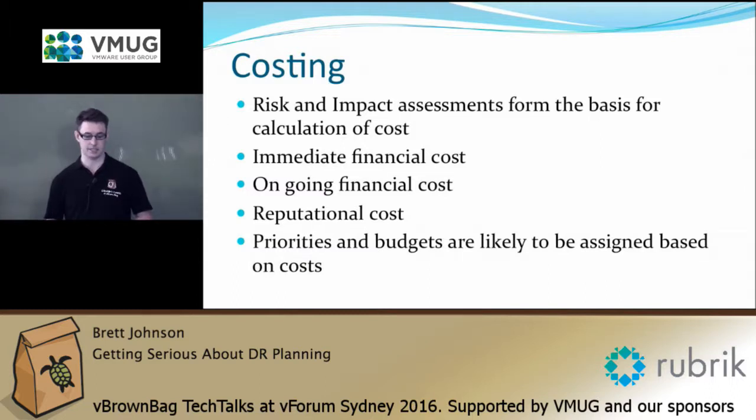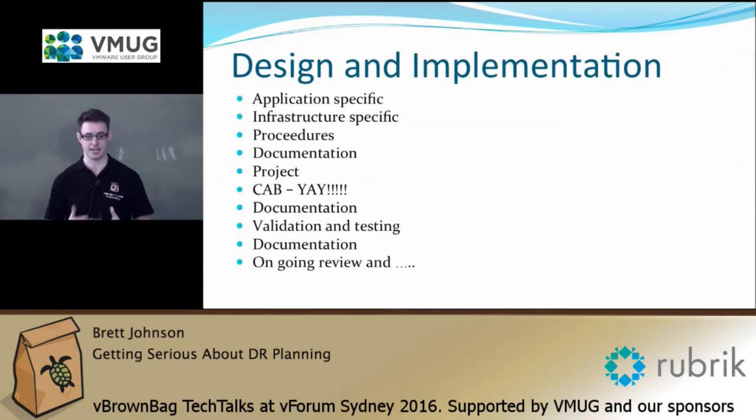So once this is done, the business should be able to say, okay, it's going to cost this much. These are our priorities. This is where we think we can get the best bang for our buck. We can protect ourselves the best. And then we go back into design. So this is almost a two-project phase. We've done a whole project around discovery, priority and scoping. And now we go into the design and implementation phase.